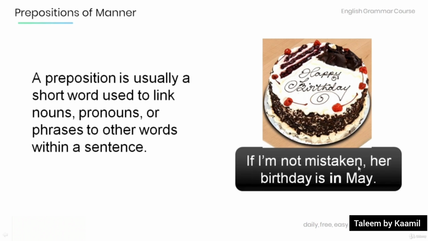If I'm not mistaken, her birthday is in May. Now the word "in" in this sentence is a preposition, and it is used to link the noun May to her birthday.